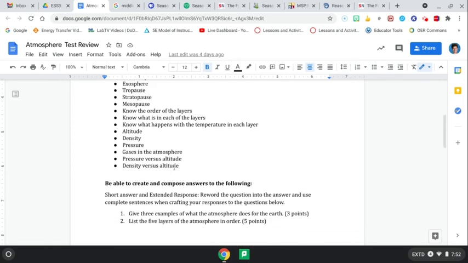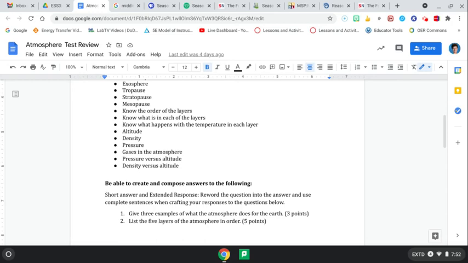So right now we've got 15 multiple choice. We have 5 matching, and then we have 2 extended response questions, and I'm giving you these questions ahead of time. So if you take a look, these are exactly copied and pasted from the test, with the idea that you're forming these questions over the weekend and you're constructing these so that you have an idea of what you're going to do on the test. So the directions on the test say reword the question into the answer and use complete sentences when crafting your responses. So you've got to use complete sentences. You've got to restate the question.